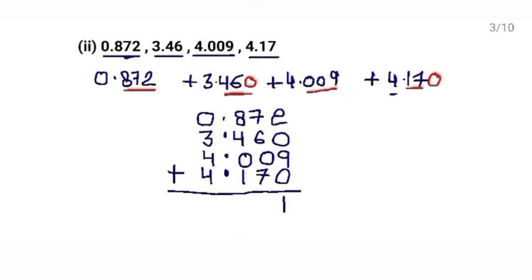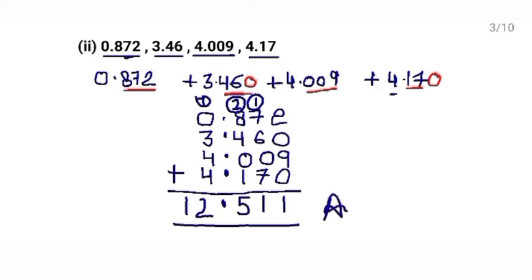9 plus 2 is 11, 1 carry forward. 7 plus 1 is 8, 8 plus 6 is 14, 14 plus 7 is 21, 2 carry forward. 8 plus 2 is 10, plus 4 is 14, plus 1 is 15, 1 carry forward. Decimal below the decimal point, 3 plus 4 is 7, plus 4 is 11, plus 1 is 12. So what is your answer? Your answer is 12.511.